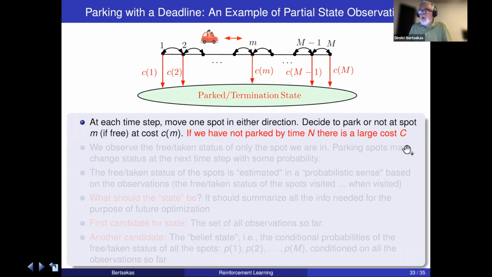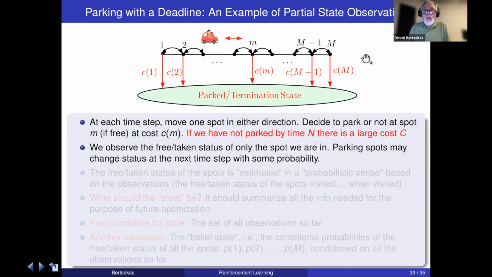Now, we could have perfect state observation here, whereby the map of the parking lot is known to the car, but we don't assume that. We assume that the car does not know whether the spaces are free or taken. Instead, it just travels to a particular place and it looks at it and sees whether it's free or not. But to make the problem more complicated, not only do we observe the free or taken status of only the spot that we are in, but also the parking spots may change status in the next time step with some probability.